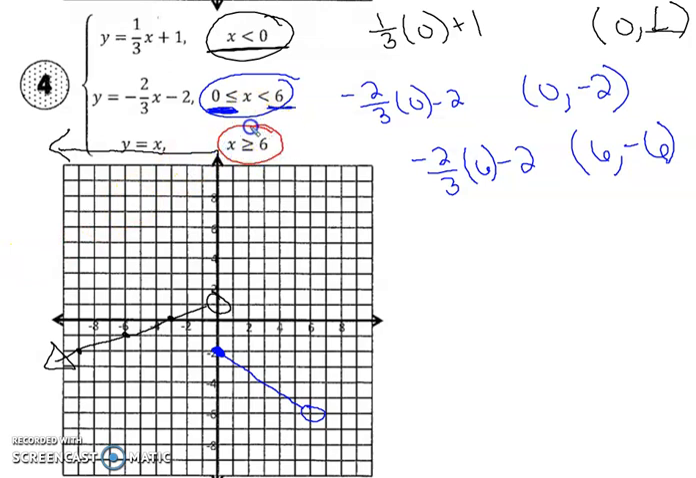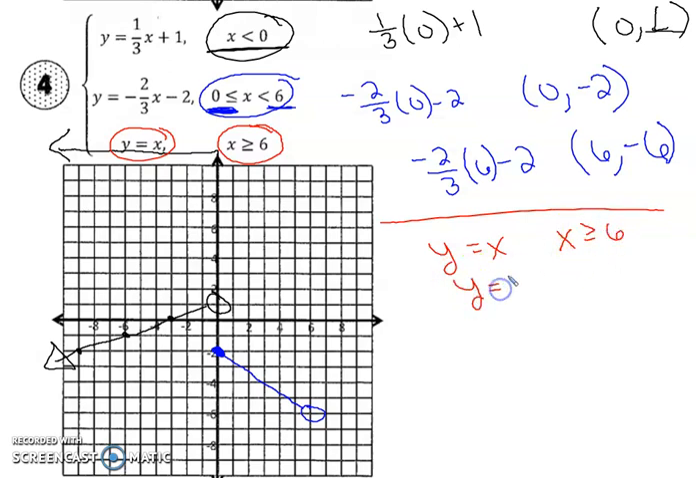Here's another one. I'm going to plug in to my original equation, y equals x. Everywhere where there's an x, I'm going to plug in a 6. So y equals 6. Oh, the point is 6 comma 6, right? 6, 6. Is it open or closed? Closed.